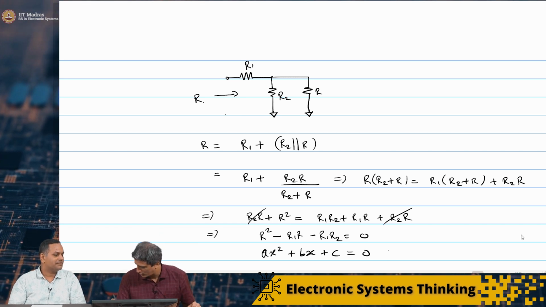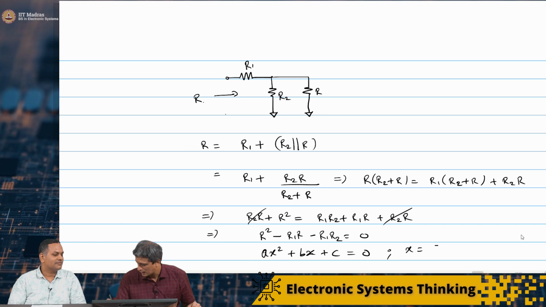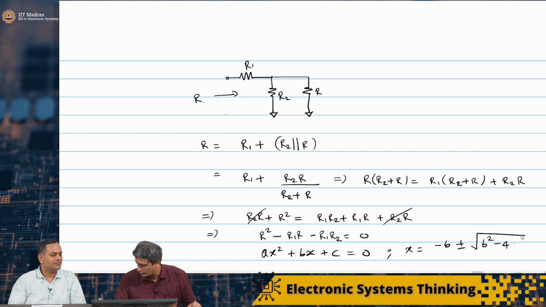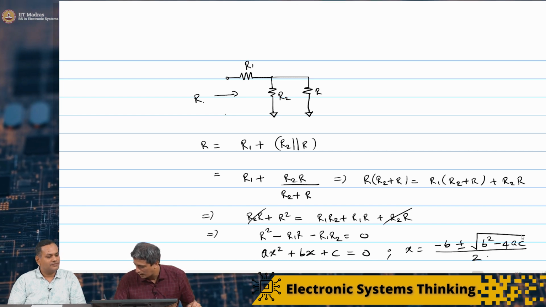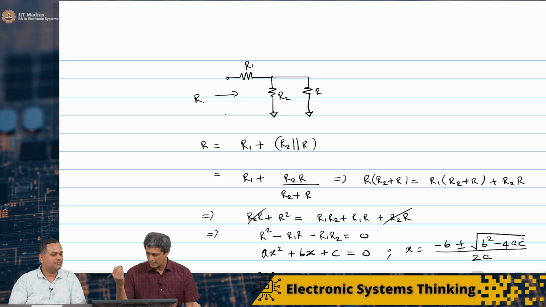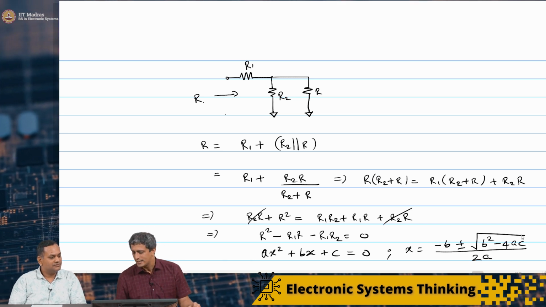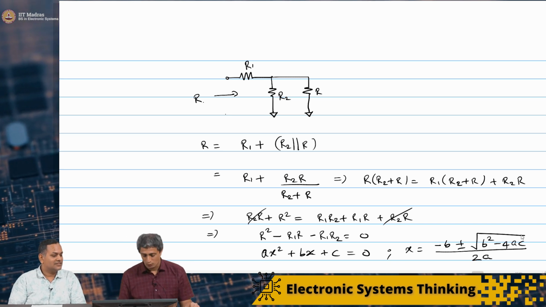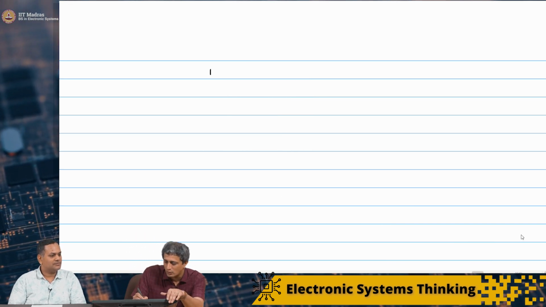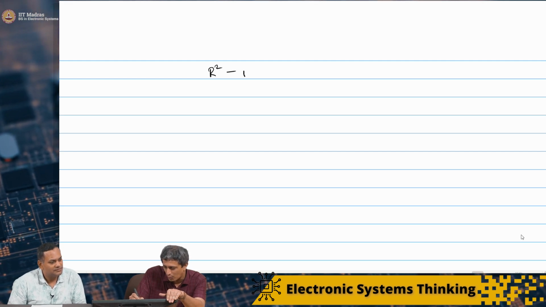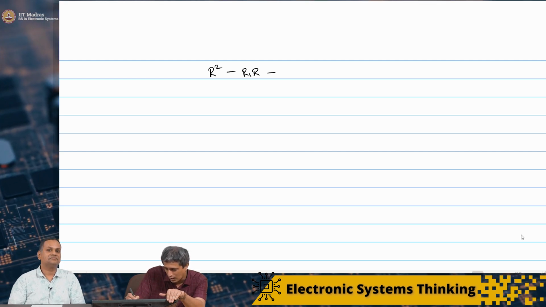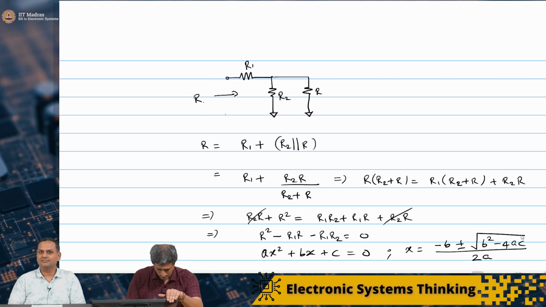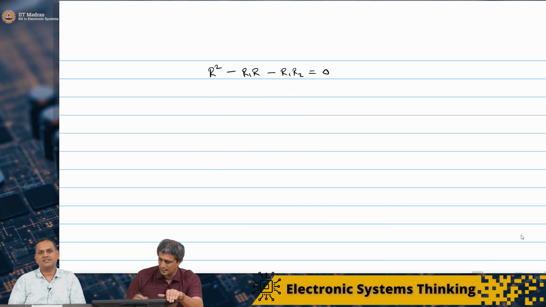Okay, and we know that the solution to this is minus b plus or minus square root of b squared minus 4ac by 2a. Perfect. Right. So let's just go ahead and substitute this. For us, a is 1, b is minus R1, c is minus R1 R2. Yes. Okay. So I'll just put that equation here again: R squared minus R1 R minus R1 R2 equal to 0, right? Is my equation right? Yes, it is.